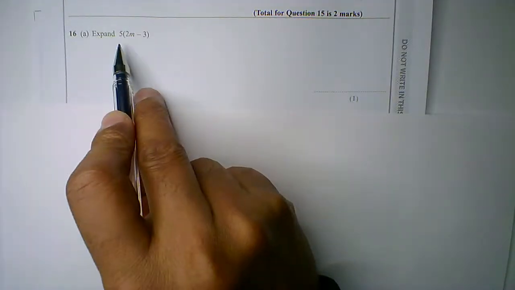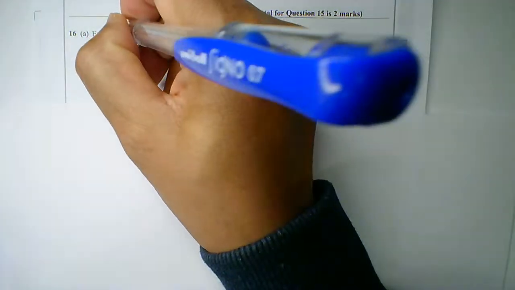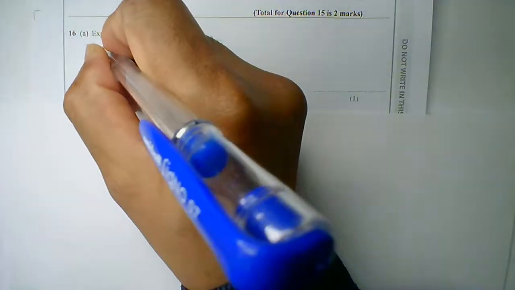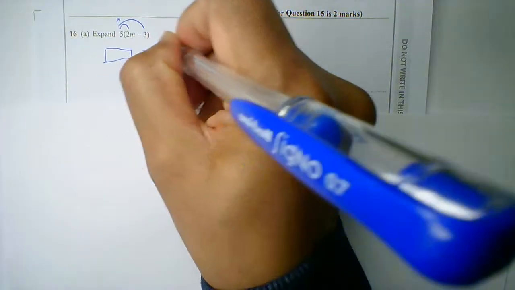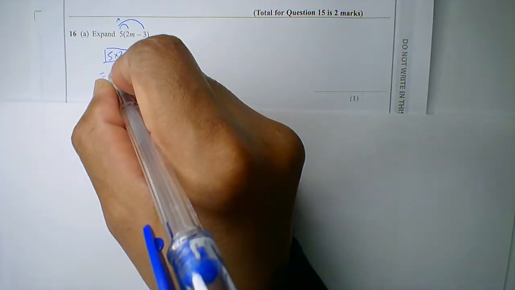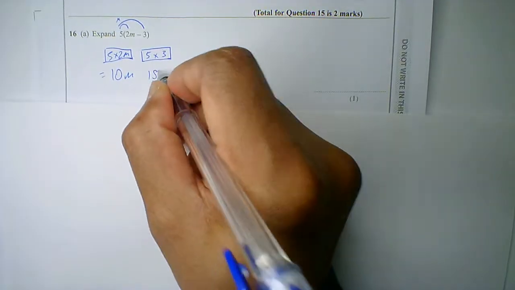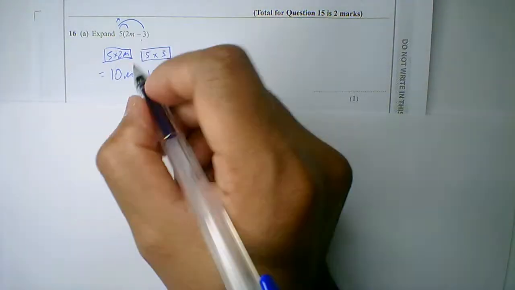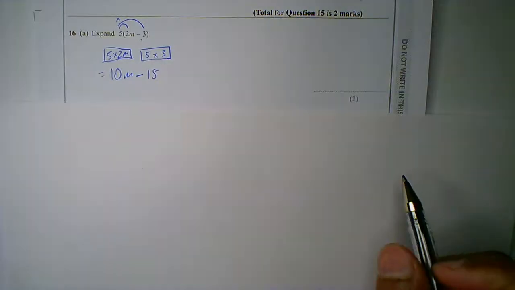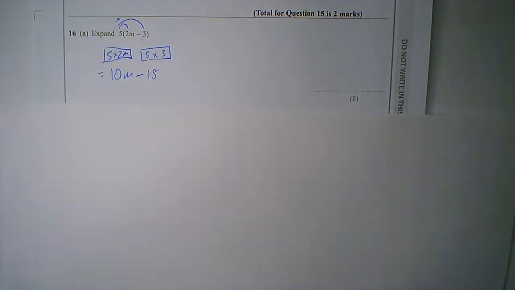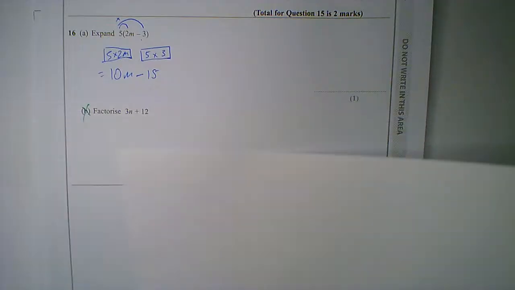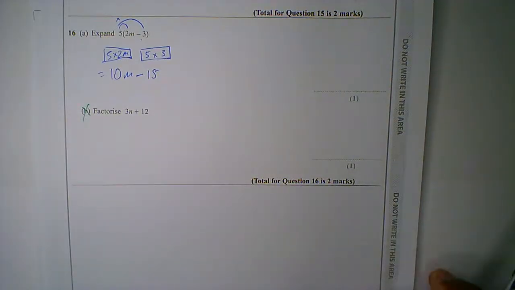So outside of the brackets, we have 5. So we're multiplying 5 by 2m, and then we're going to be multiplying 5 by minus 3. So 5 times 2m gives us 10m. 5 times 3 gives us 15, and then positive and a negative gives me a negative. So my final answer is 10m take away 15. Okay, hope you got that right. Well done if you have. Let's go to the next question.